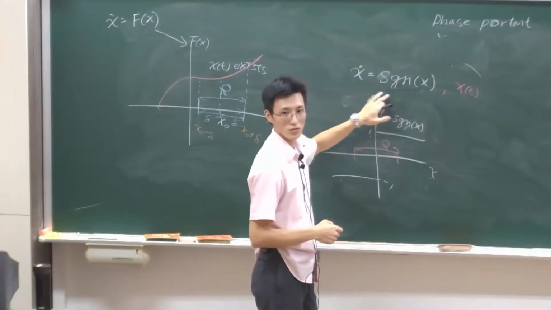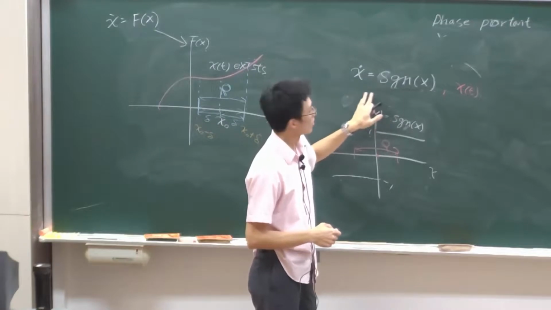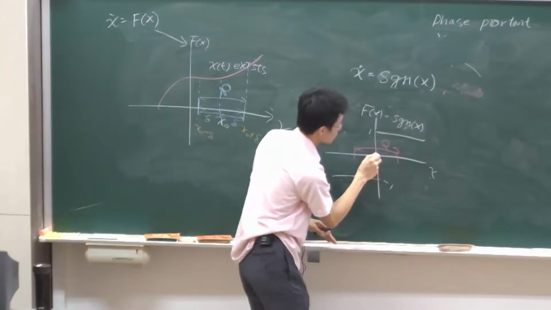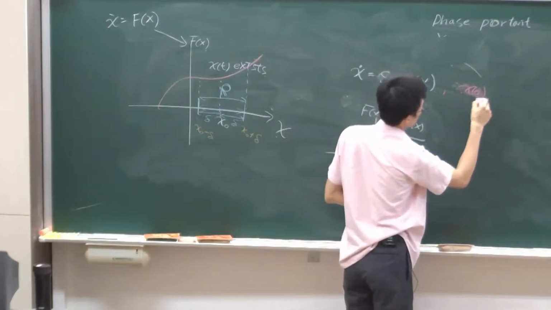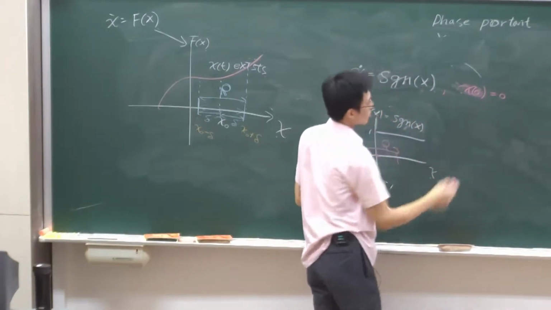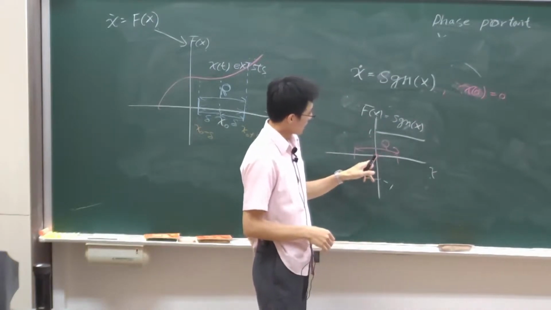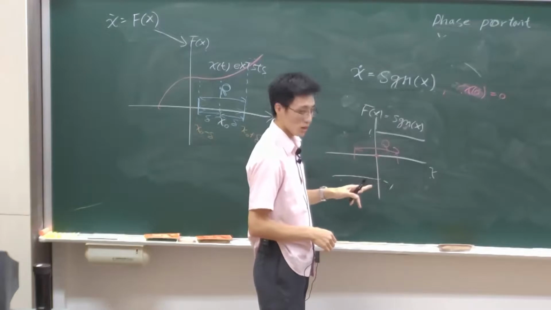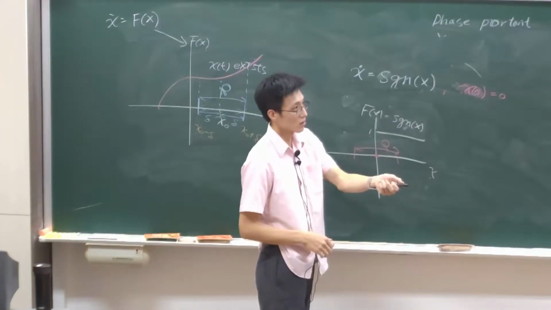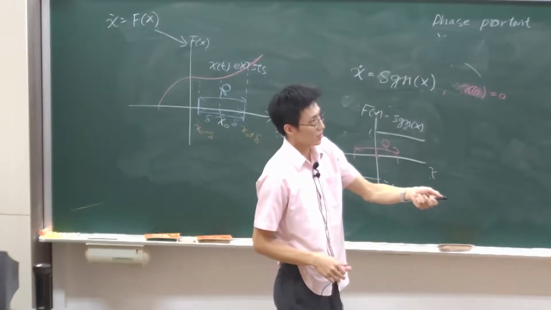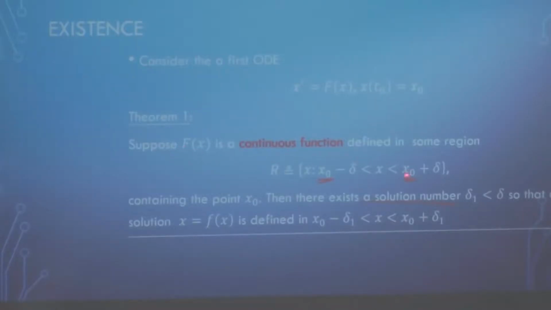Is there any way to solve for this solution? Actually, it does not exist. If your initial condition is zero, there's no solution, because at zero this function is not continuous. Zero here is not continuous, and so there's no solution.